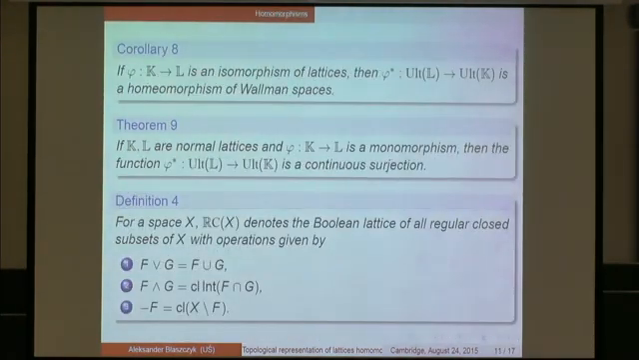Yes, here. If we have normal lattices and a monomorphism, just an embedding of one into the other, then the corresponding function from the space of ultrafilters of U onto the space of ultrafilters of K is a continuous surjection. It is precisely the same situation as in Boolean algebra. However, for epimorphisms, it is not true.